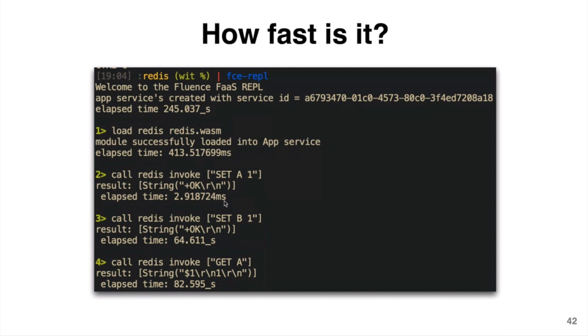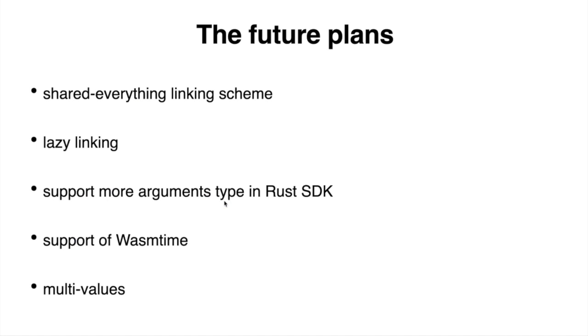And the features we have, several points. The first one is support for the shared-everything scheme. As I discussed, it can be important for some applications. Then also we are working to support more argument types inside of assembly. Also we want to support Wasmtime somewhere in the future, and also multi-return.